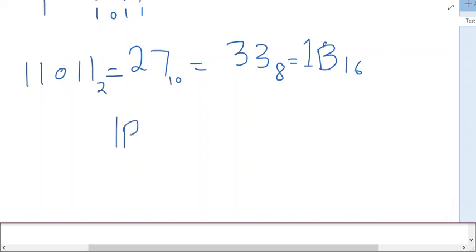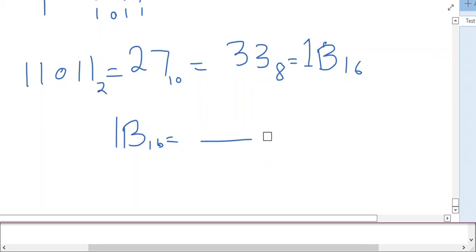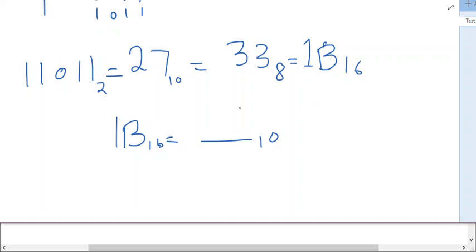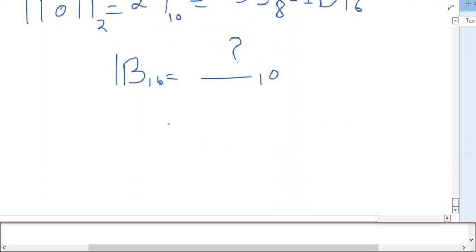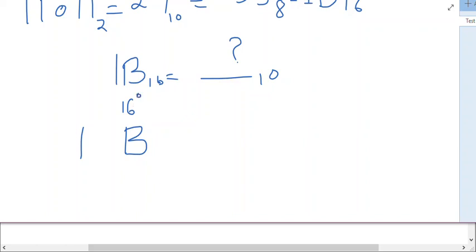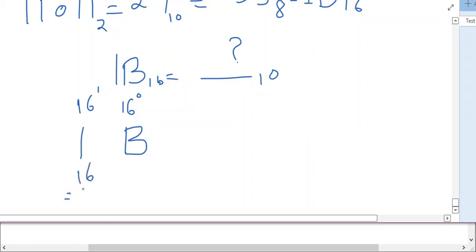Does this 1B base 16 actually give us the 27 base 10? Let's check that out. Now take this number, 1 and B. What base are we talking about? We are talking about base 16, so that should be 16 to the power 0, and that should be 16 to the power 1. So far so good. Now 16 to the power 1 is 16 times 1, right? Plus 16 to the power 0 is 1, and we know B in count is 11. So we have 16 plus 11, which is equal to 27 base 10.